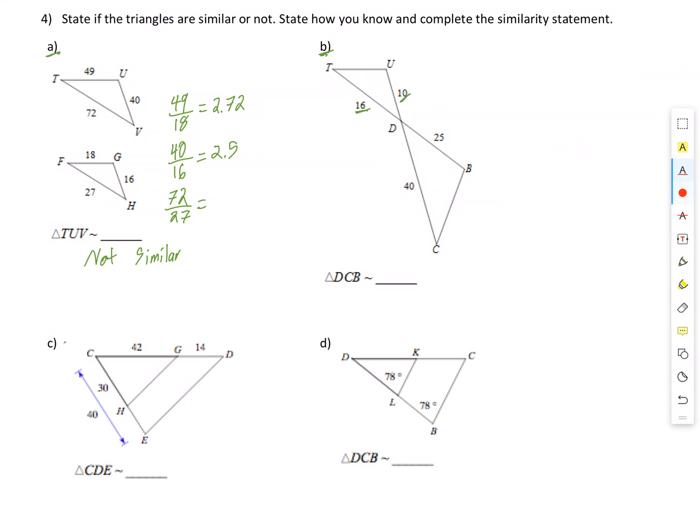Alright, the reason I'm doing that wrong is this: DC is the biggest side, our hypotenuse, and 16 is the biggest side for that one. So we would have to check 40 divided by 16, and that gives us 2.5. And now we gotta check this 25 and then 10. And that gives us 2.5. And then as we stated, these guys are vertical angles. So triangle DCB is similar to triangle DTU by side-angle-side.